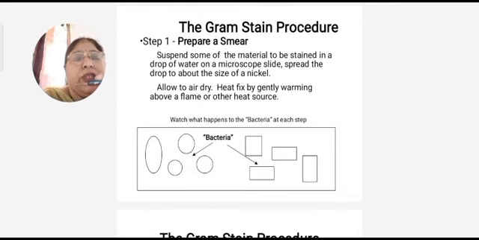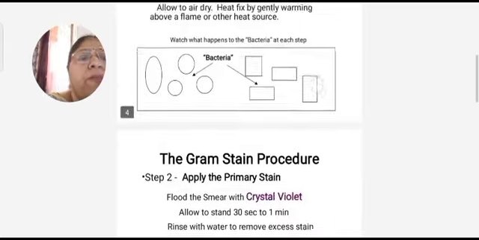Now the staining procedure has various steps. The first step is the preparation of smear. Suspend some of the material to be stained in a drop of water on a microscopic slide. Spread the drop to the size of a nickel. Allow to air dry. Heat fix by gentle warming above the flame or other heat sources.